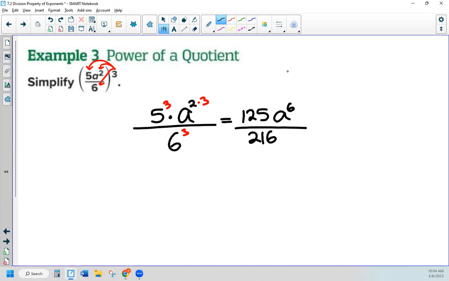Cool. Now, the next and last thing I'm going to do to make sure that this is my final answer is I'm just going to ask myself, can I reduce the fraction 125 over 216? Can I reduce those numbers? And the answer is no. There is no number that I can divide both of these by to make it a little bit prettier. What am I trying to say here?